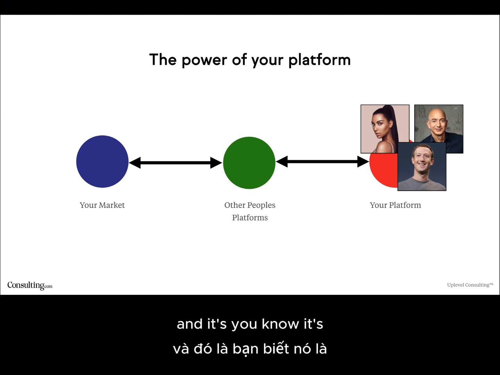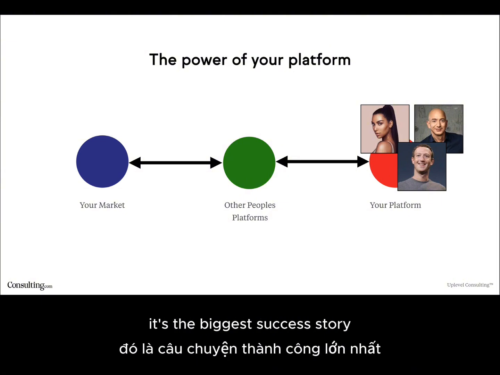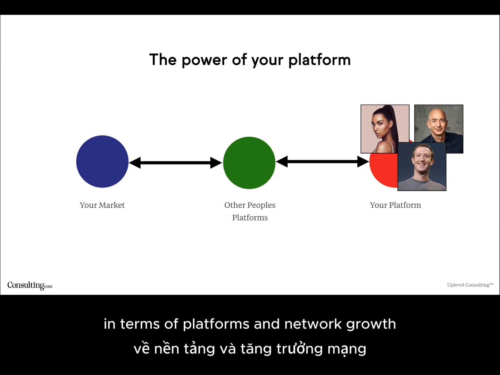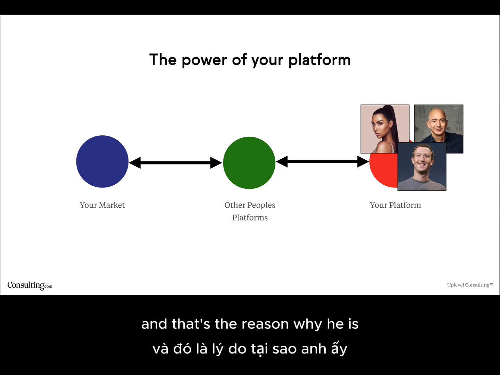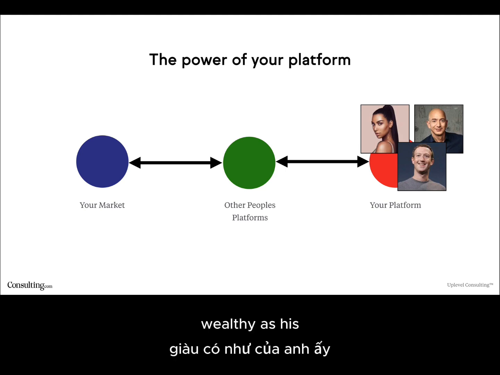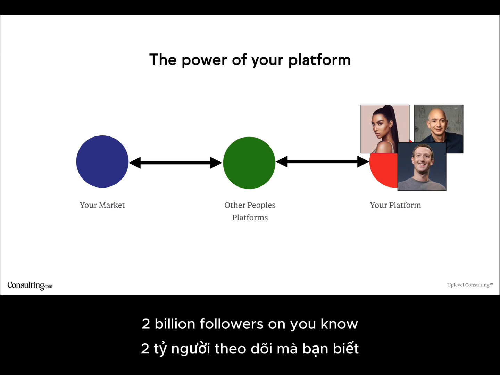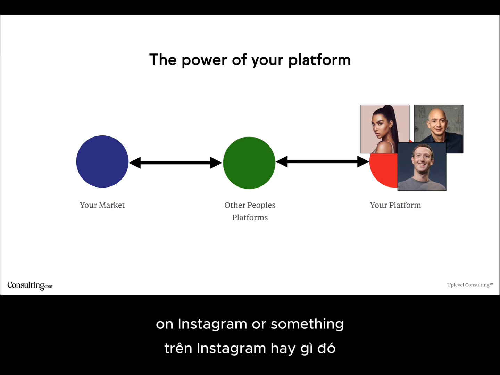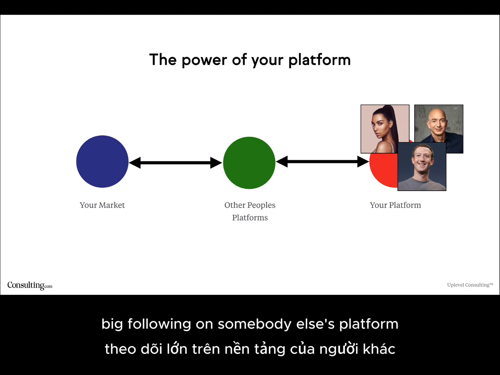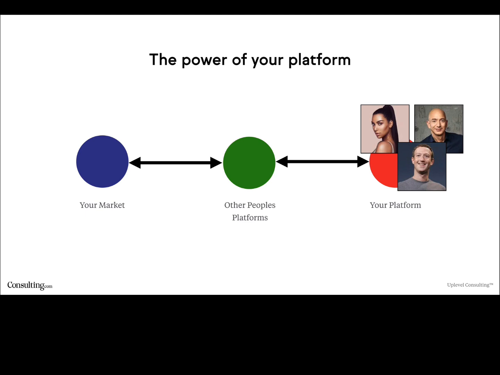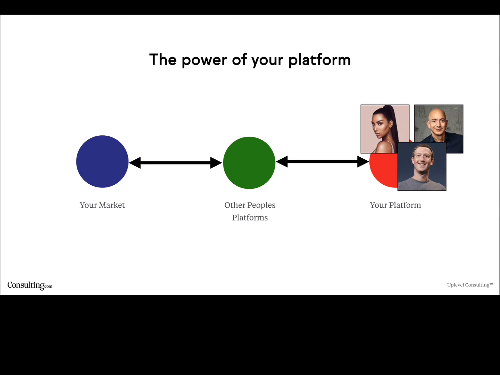And it's probably the biggest success story in terms of platforms and network growth in the history of the world. That's the reason why he is as wealthy as he is, because it's not someone else's platform. He doesn't have 2 billion followers on Instagram or something. It's his own. Same with Jeff Bezos. It's one thing to have a big following on somebody else's platform. It's another animal to have a huge platform that is your own.